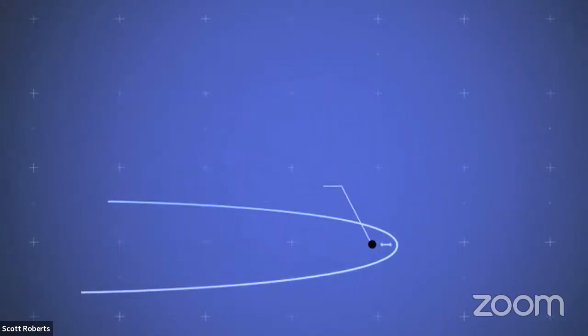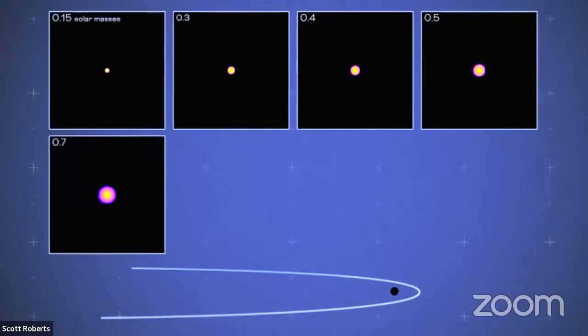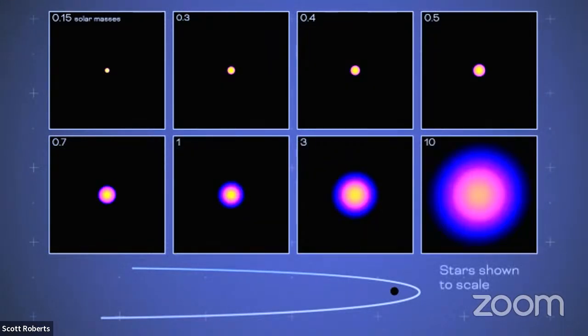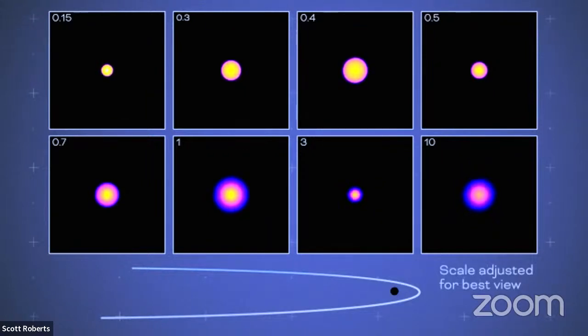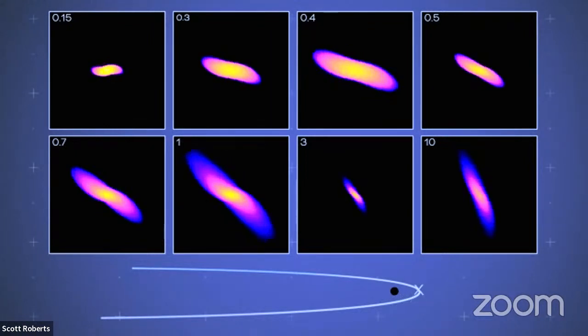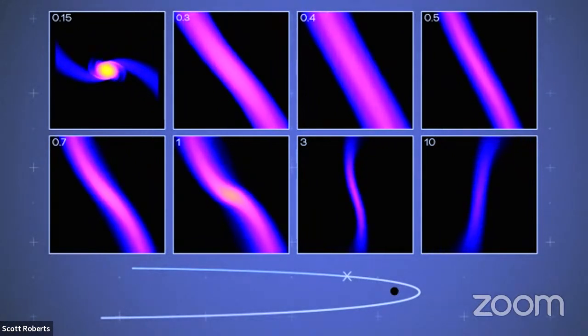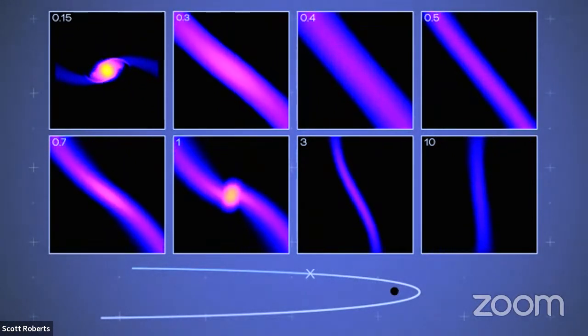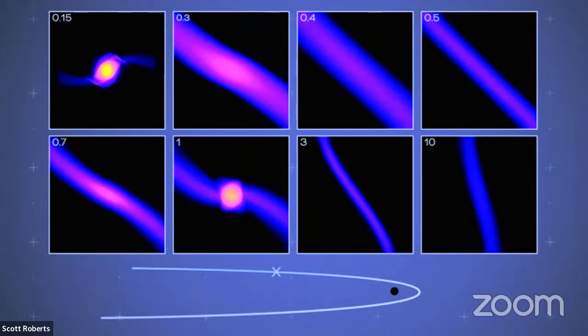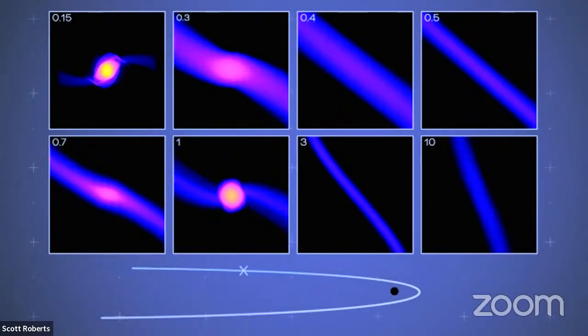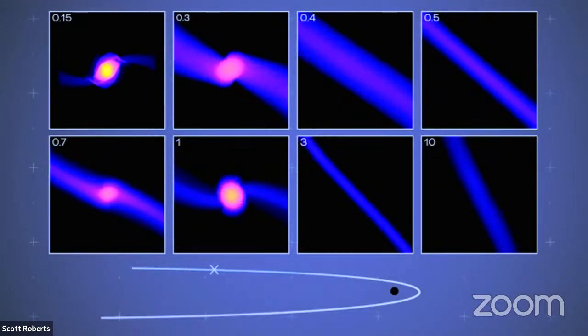The model stars range from about 1/10 to 10 times the sun's mass. The colors reflect their densities, from the lowest, shown in blue, to the highest in yellow. In some cases, the stars are fully pulled apart. In others, they're only partially disrupted. As these stars move farther from the black hole, their own gravity pulls them back together.